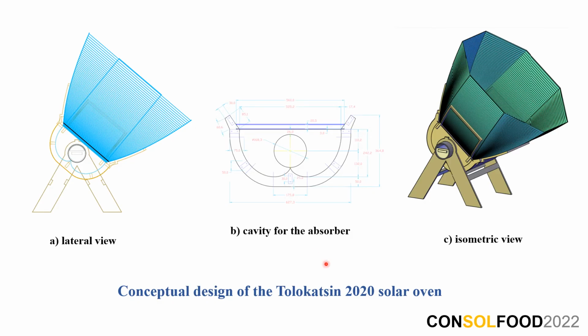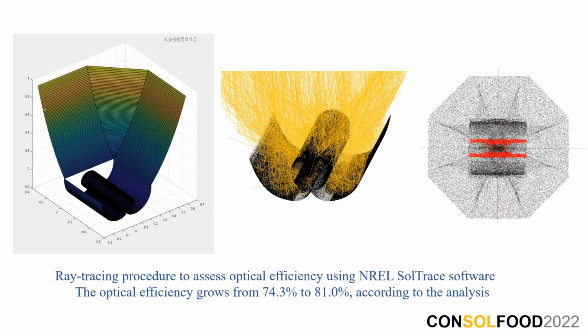This led to the Tolokatsin 2020 model, which has a first stage of concentration with 8 single curvature mirrors optimally truncated. In B, it is shown how the absorber is positioned. In turn, the food trays are placed inside the absorber. Ray tracing procedures using Intel's SolTrace software were used to assess the optical performance of the new model.